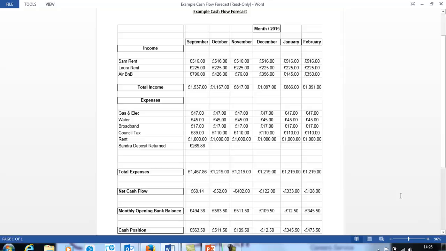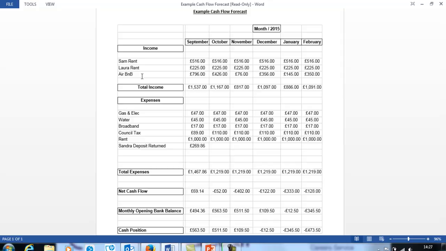So at the top, what we do is we say what our time period is. So here, this is a fictitious example, but it's still got all the elements that you need. So going back to the time. So this is, let's say, September through to February. So I put each month one by one in a column up here. And then on the left, the first thing we do is we list our income. So let's just say this is a household where you've got money coming in from 3 sources. You've got someone paying rent, called Sam, you've got someone called Laura paying rent, and you've also got rent coming in from Airbnb. So this is a business that they're thinking of starting.